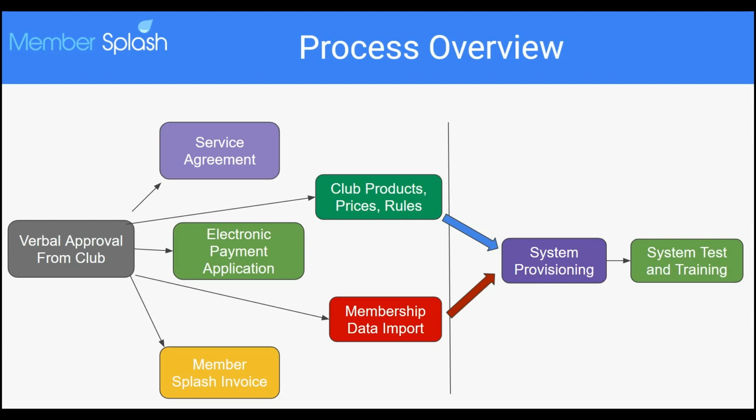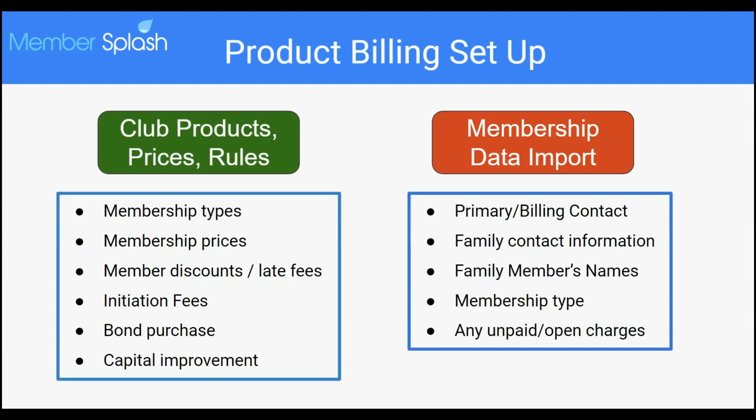Once we have your club products and prices and your membership data, we move into system provisioning and then on to system test and training. That's just a quick overview, but let's talk more about this. The club products, prices, and rules that we use for billing setup is crucial, right? We understand what your membership types are, what are the prices associated with those products or membership types, what kind of discounts do you offer? Are there discounts for early bird payment, for volunteers? Do you have late fees associated with payments that come in after a specified date? All of that can be automated within our system.